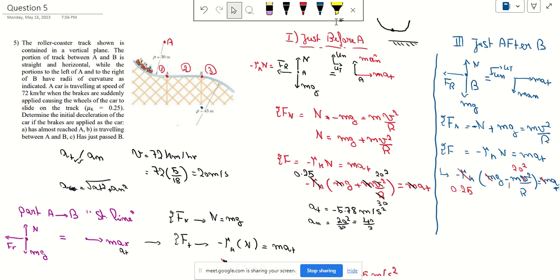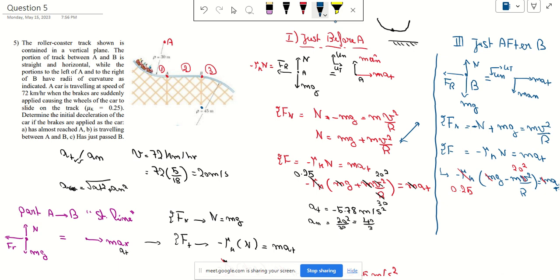Yeah, it's correct. I have just checked. So the very difference between just before A and just after A is that we have changed the direction of the UT, which will correspondingly change the first equation, which is this one. You'll find here N is equal to mg plus mv squared, while here N is equal to mg minus mv squared over rho. So, clear?